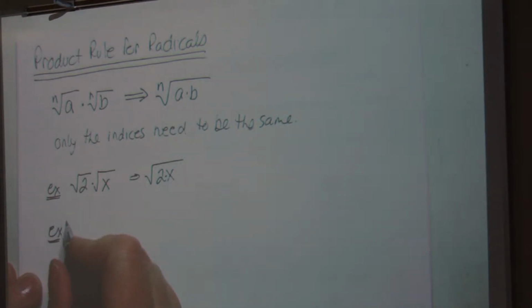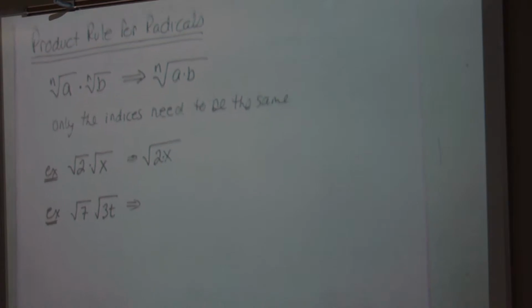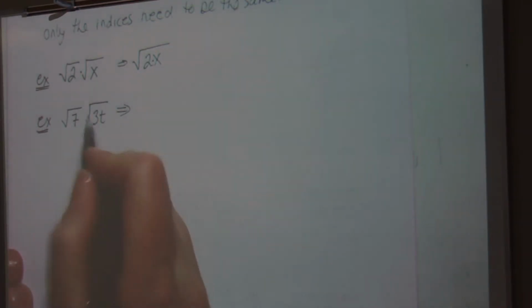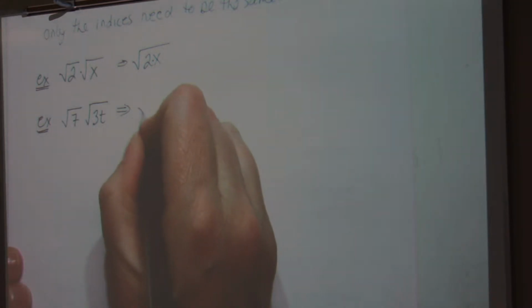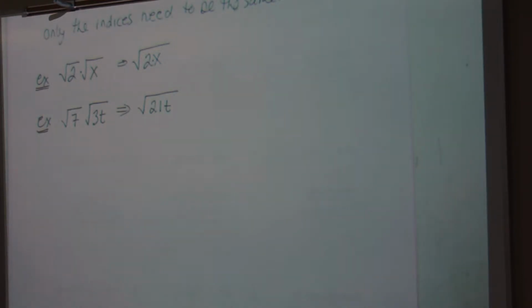What if I give you the square root of 7, I love 7 today, times the square root of 3t. And again, keep asking yourself, are the indices the same? If it's a yes, smush them. Are the indices the same? Yeah. What's my final answer? 21t, because it's 7 times 3 times t. Those are all multipliable. Multiply the numbers together, add the t.